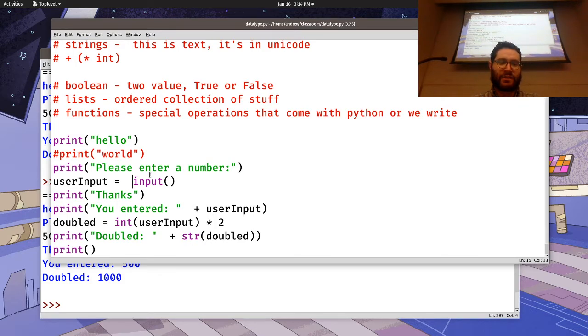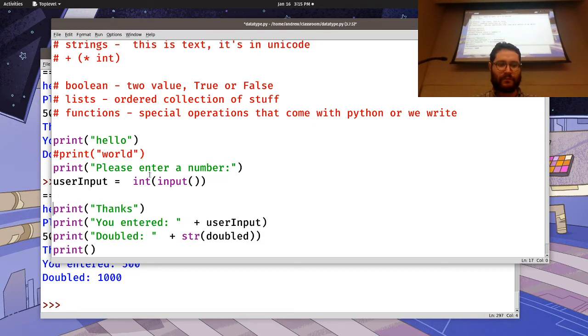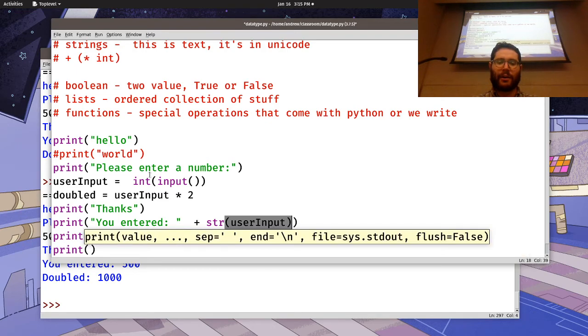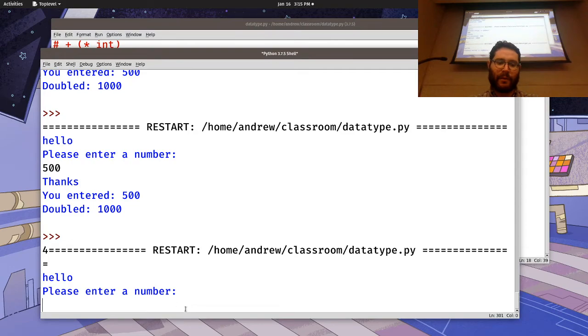So one thing we could do is take our input and immediately turn it into an integer. And then we don't need to do int over here. We'll just simply say, here's our user input. And now I have to turn everything into strings, and it's easier for me to remember, maybe.